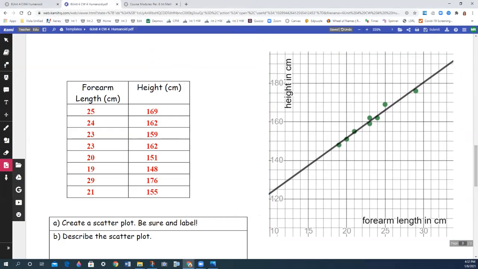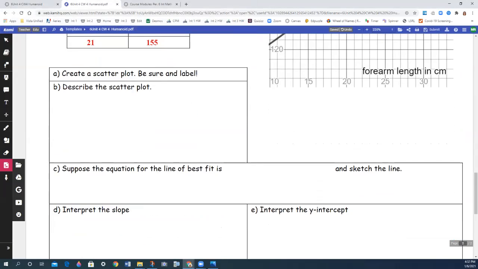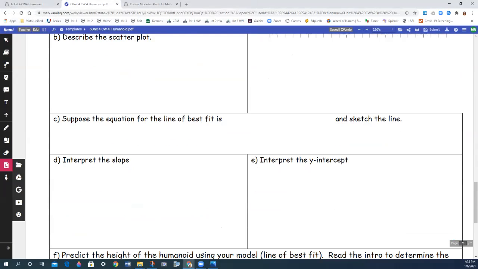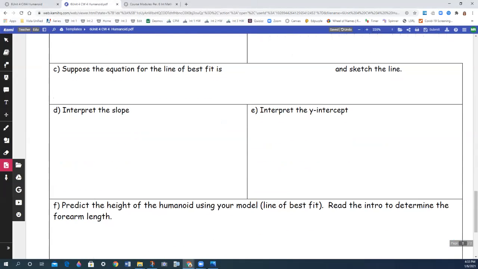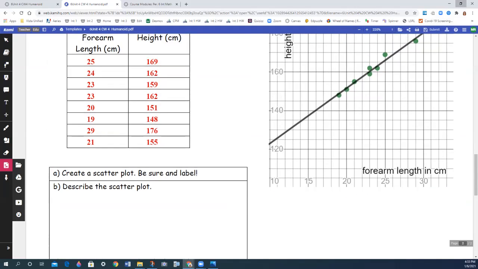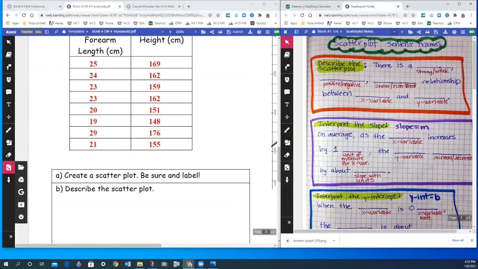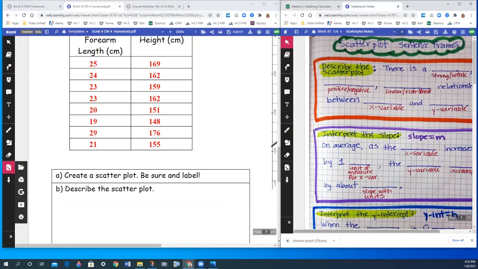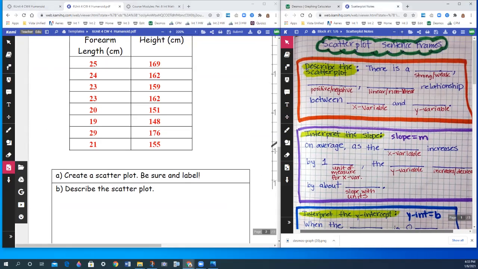Okay, now the next thing I'm going to do is I'm going to be answering these questions. So the questions I'm going to be answering are: describe the scatter plot, come up with a line of best fit, interpret the slope, interpret the y-intercept, and then we're going to do a prediction. Okay. Now today we did notes in our composition book, and these are those sentence frames. Okay, and I'll have that kind of here on the side for us. Let's see if I make it slightly bigger.